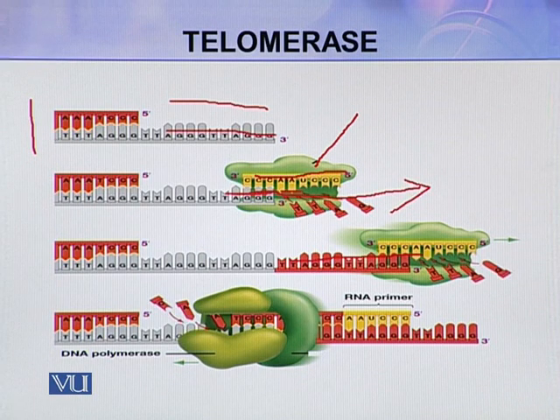After this extension, there will be a base for the RNA primer to attach, and then the Okazaki fragment will complete the replication. In this way, both the ends, the 5' end and the 3' end, will be equal.